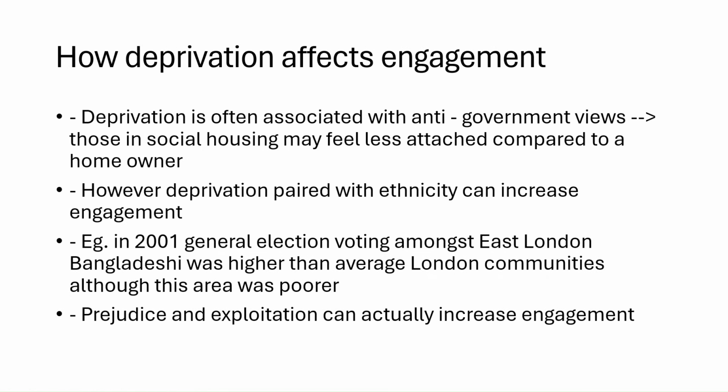But just a little thing to note here: some of the factors can combine, and in this case, when deprivation is combined with ethnicity, it can actually increase engagement. So an example is the 2001 general election, where the voting turnout rates in the East London Bangladeshi community were higher than the average London community, even though this area was poorer. So you can actually say that prejudice and exploitation can increase engagement, and this prejudice against people would actually drive them to want a change in a sense.